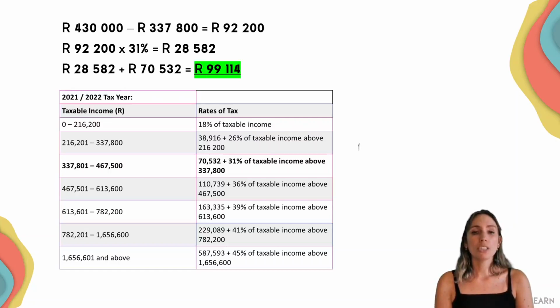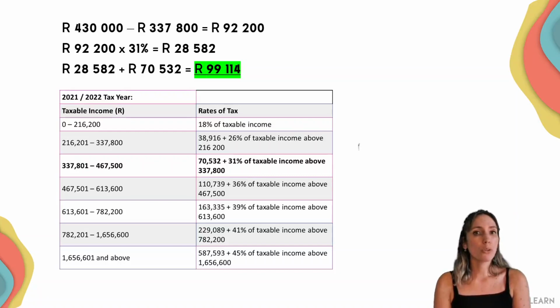You are then going to take that 28,582 and add it to the base cost of 70,532, and that will be the tax that Steph is due for the 2022 tax year. So the tax due was 99,114. That isn't the final, well, let me just first go through the table.